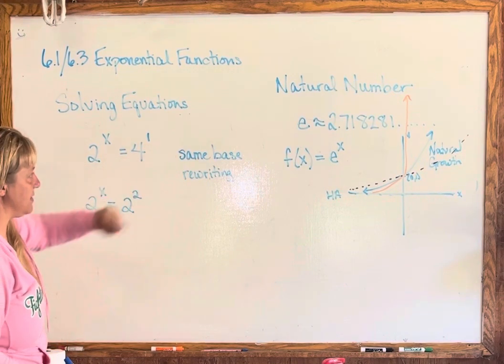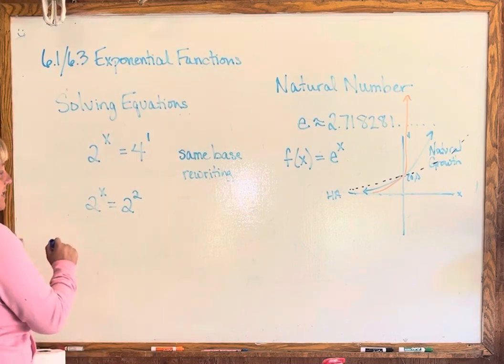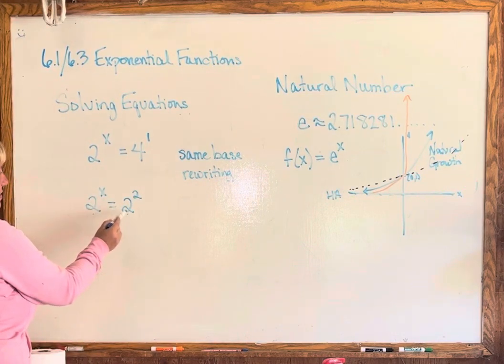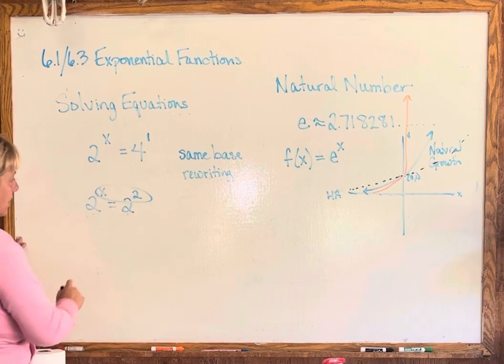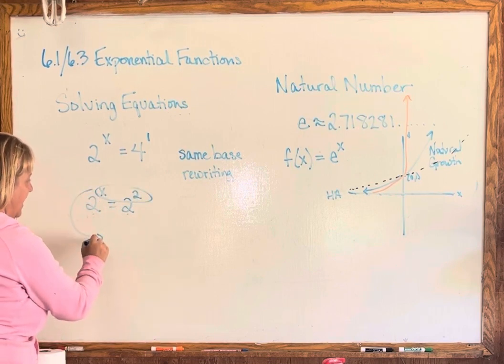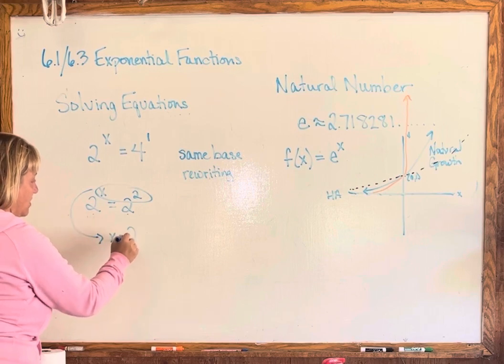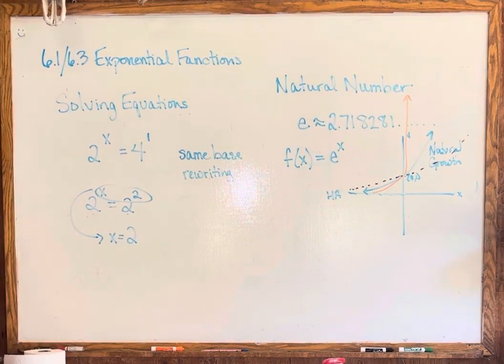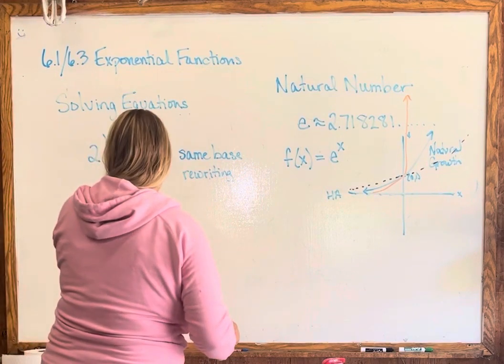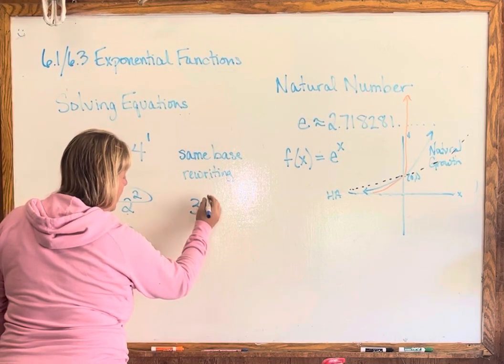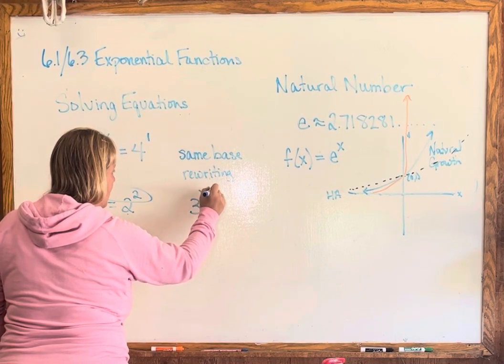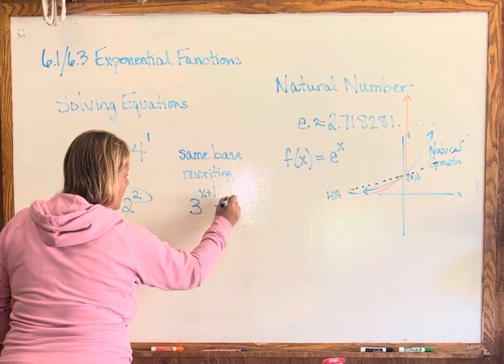So same base is your go-to. But here's the deal. If this 2 and this 2 are the same, don't the exponents have to be the same? So we can use that and say x equals 2. So like I said, we started super easy. Let's go with one that's a little bit more challenging. Let's say, I'll put it right here just to use the board, we have 3 to the x plus 1 equals 81.